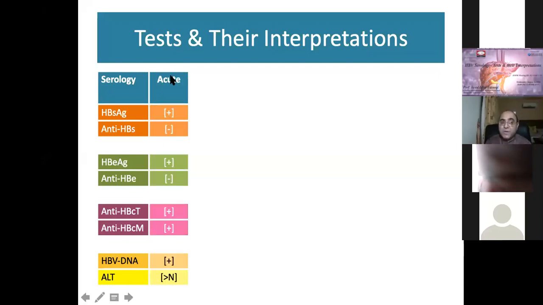So if a patient has acute hepatitis B, what will the serology be? The HBs antigen will be positive, and there will be no antibodies because the S antigen is there. We will have E antigen positive, and the antibody has to be negative because the E antigen is there, because this is the universal principle: either the antigen will be positive or the antibodies will be positive. Similarly, in acute infection, the core antibodies, total, may be positive, and DNA PCR is positive, with a high viral load, and the ALT is very, very high.